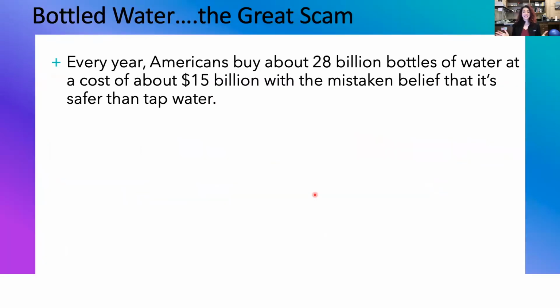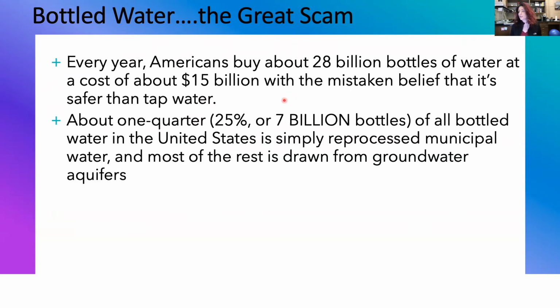So this might make you think, okay, let me just avoid all of that and switch to bottled water. Unfortunately, if you've not already heard this, bottled water is just a huge, huge scam. Let's not even talk about the amount of wasted plastic involved in consuming bottled water. Every year, Americans buy about 28 billion bottles of water at a cost of about 15 billion, with a mistaken belief that it's safer than tap water. And it's actually not.